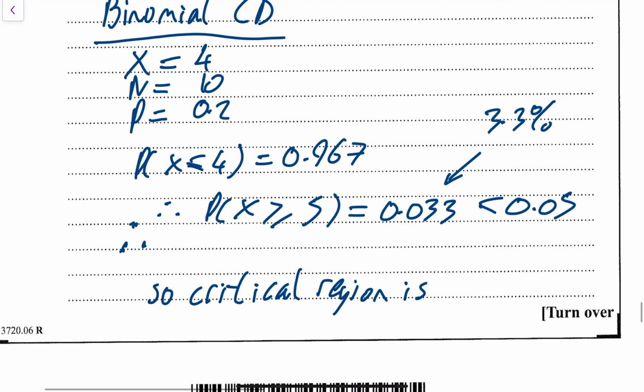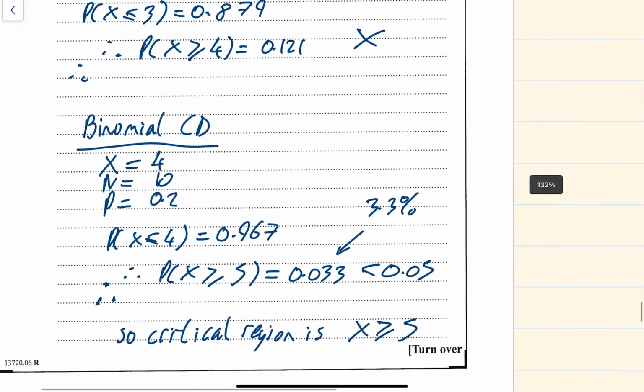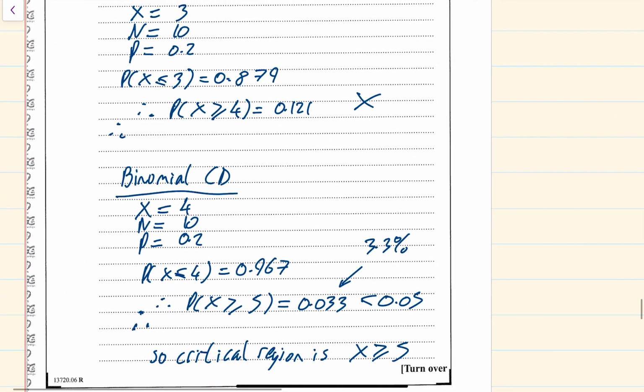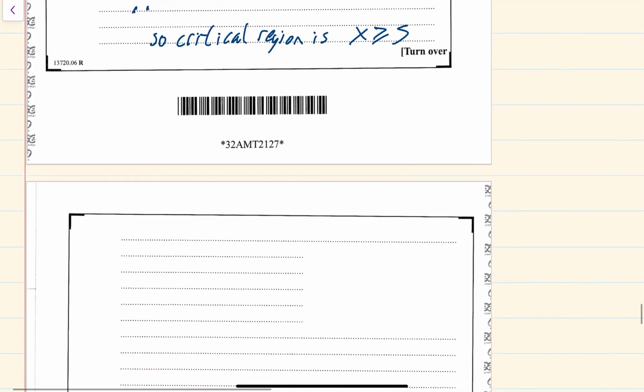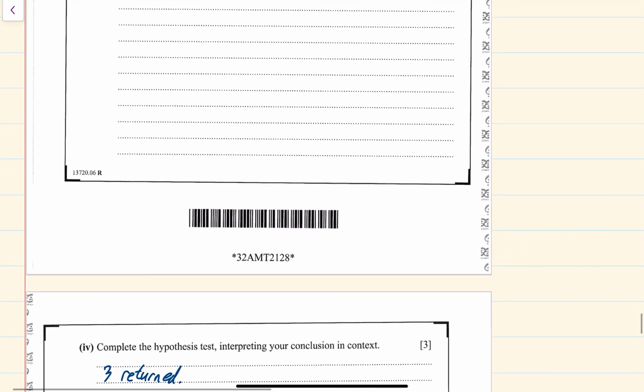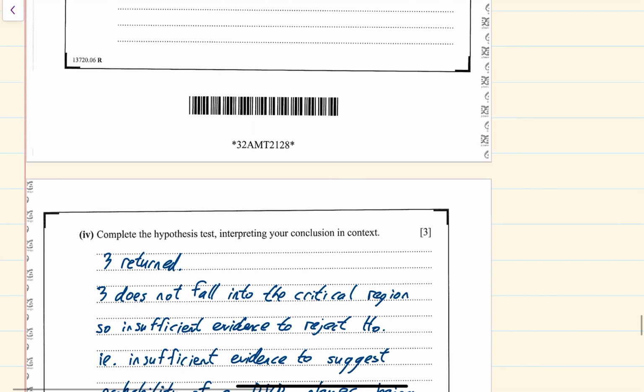So the critical region is x is greater than or equal to 5. So if I get 5 or more things returned, basically, then I will reject. Okay, next part says, complete the hypothesis test, interpreting your conclusion in context.